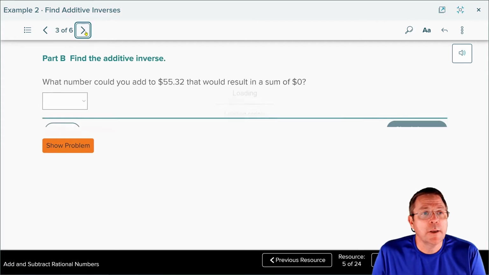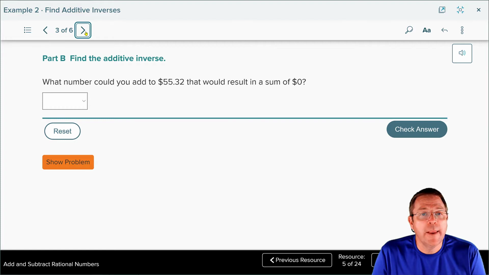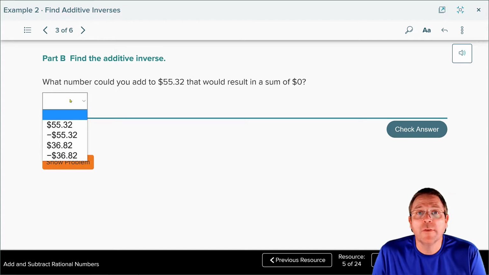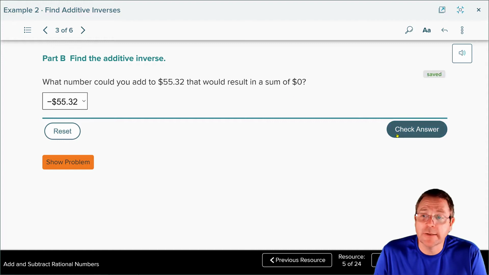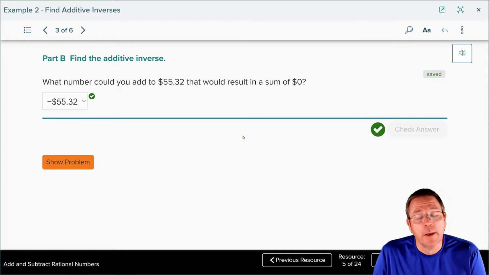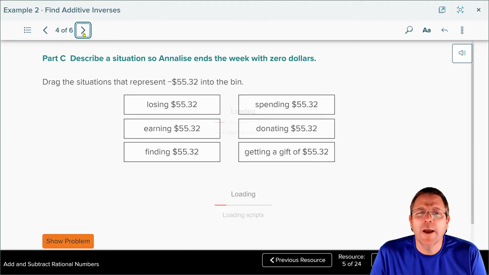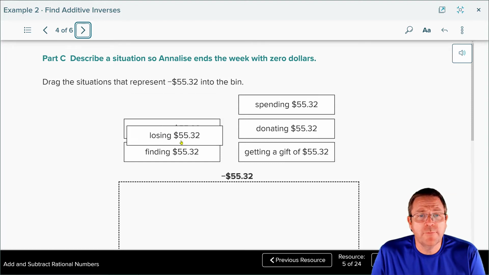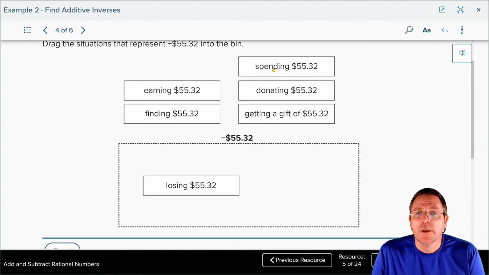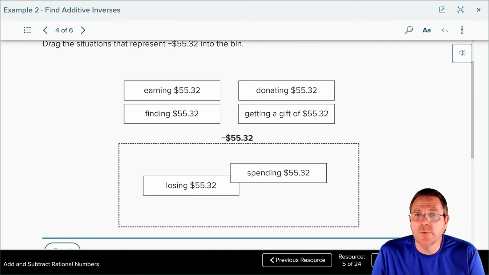Next, we're going to say, what would the additive inverse be? I'm sorry, what number could you add to 55.32? In other words, what's the additive inverse of 55.32 to get it to equal 0? That's going to be negative 55.32. This stuff really isn't this hard, guys, okay? And moving from there, describe a situation in which Annalise ends the week with $0. Well, she could lose $55.32. She could spend $55.32.